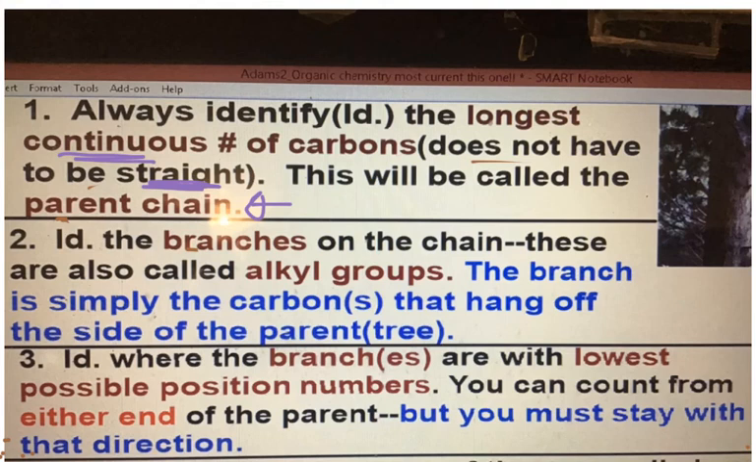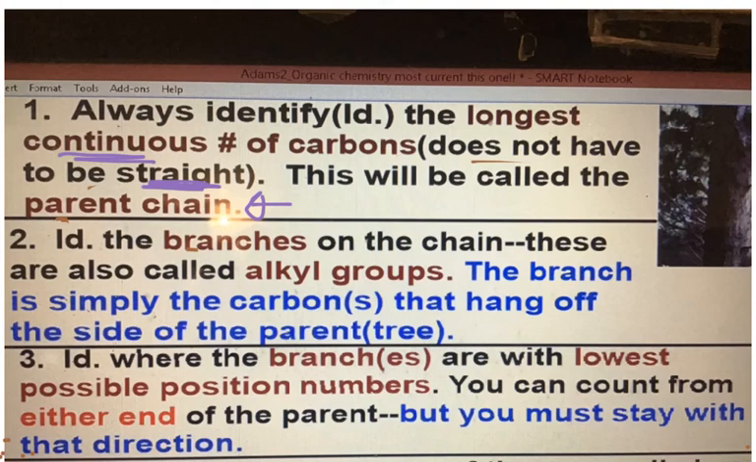For number 2, we want to identify branches, guys. Once you've identified your parent, your longest possible chain, anything hanging off the side will be called branches. And those branches are the number of carbons that hang off the side of your parent.